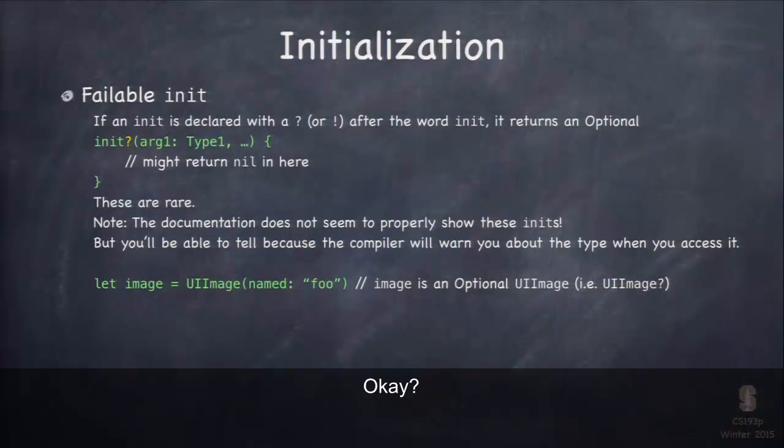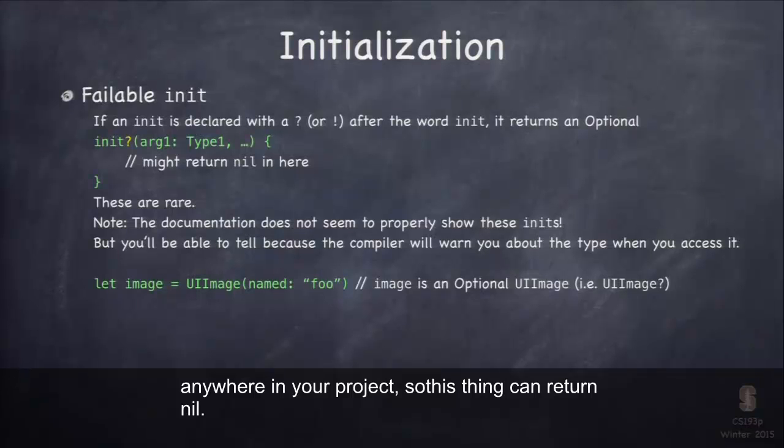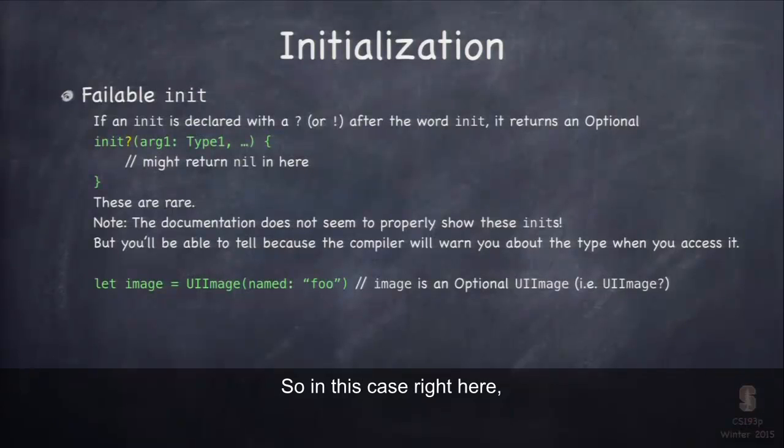So UIImage, okay, it's a class in UIKit. And it returns an image. And you can ask for an image by its name. But of course, that image named that might not be anywhere in your project. So this thing can return nil. So in this case right here, image equals UIImage named foo. Image is an optional UIImage, even though I'm calling an initializer there, right? UIImage's initializer could fail.